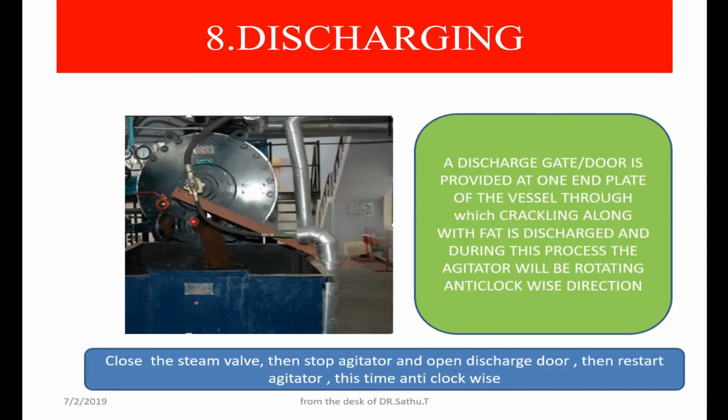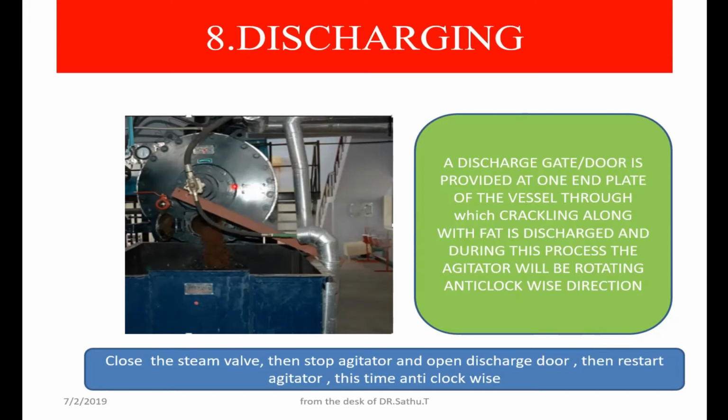So this is the discharge door. Through this discharge door, the digested raw material along with the fat, the cracklings along with the fat, will be discharged. Then restart the agitator. When you restart it, see that the direction is changed. Until we stopped the agitator, it was in the clockwise direction. Now it should be in the anti-clockwise direction.